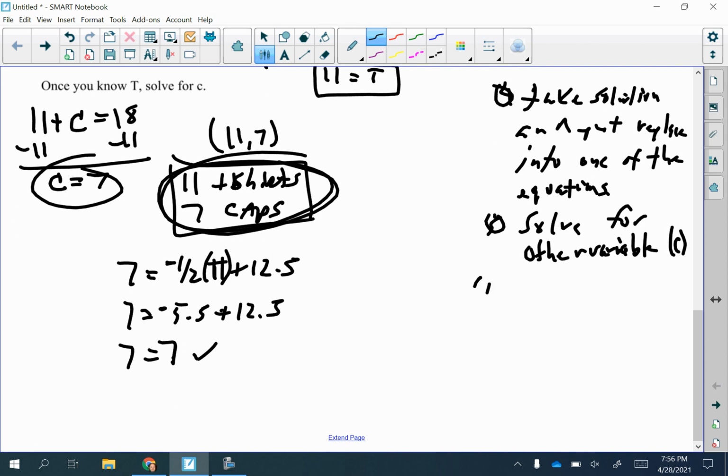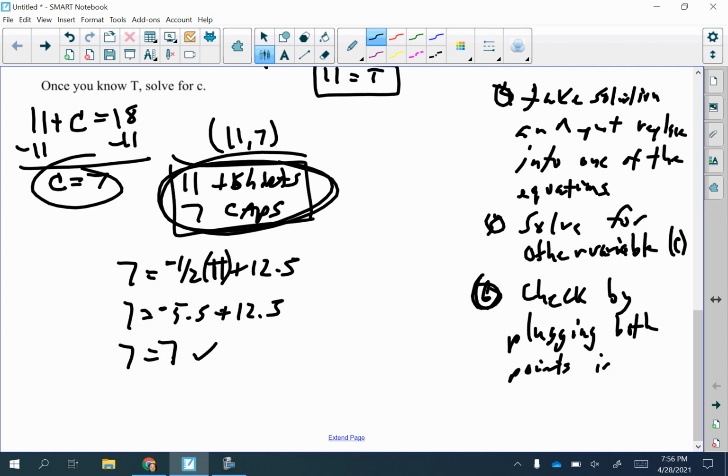So our sixth and final step would be you're going to check by plugging both points into the other equation, the one we didn't use to solve for c. Okay? So that is solving a system symbolically. You notice how we did not make a graph, right?